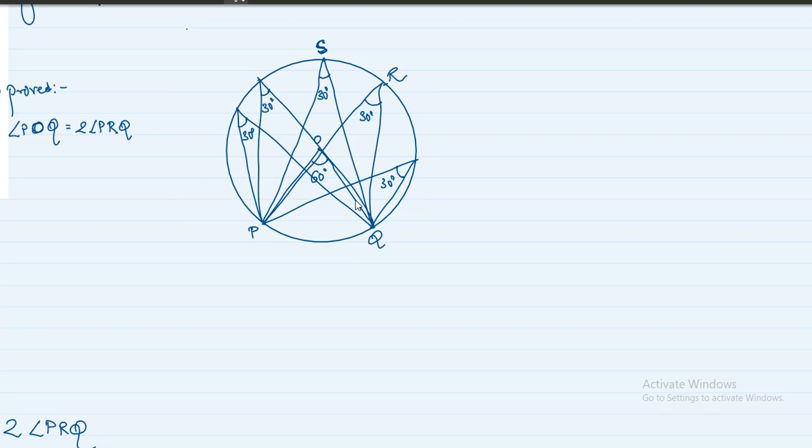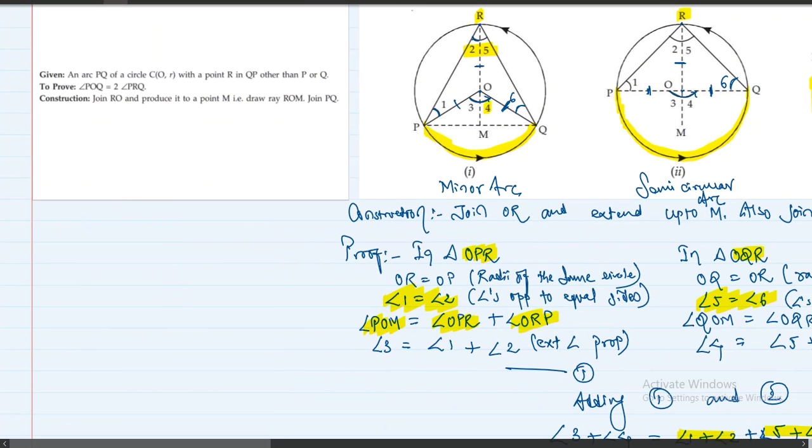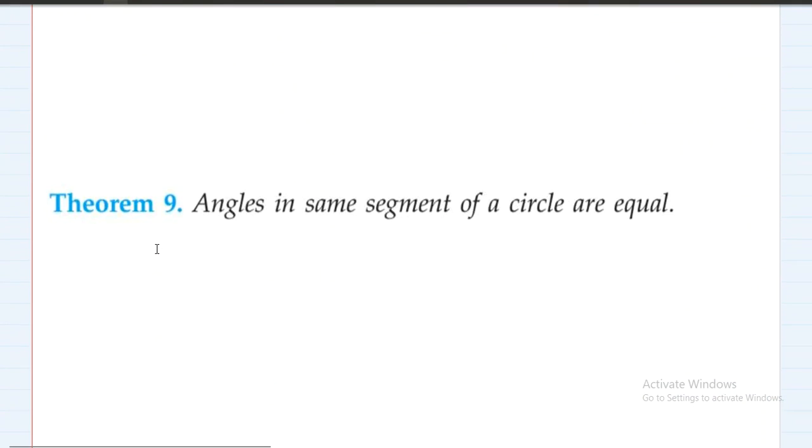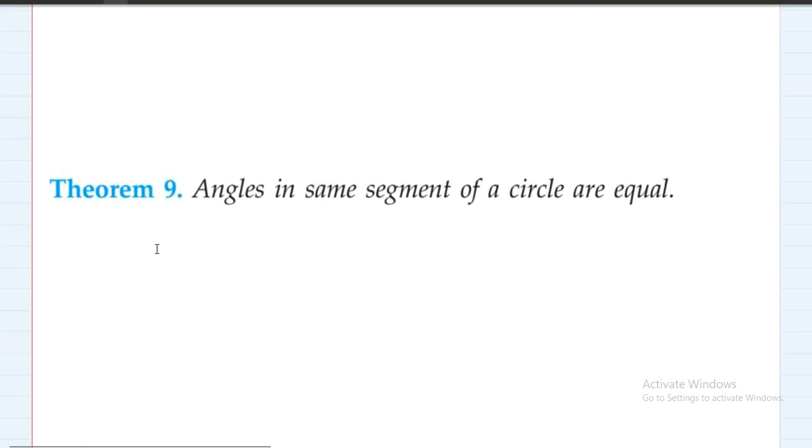At the center, I'm sorry. So this is how you apply this theorem. We will see many questions based on this theorem ahead in this chapter. Let's go to the next theorem, theorem number 9 for class 10th ICSE.